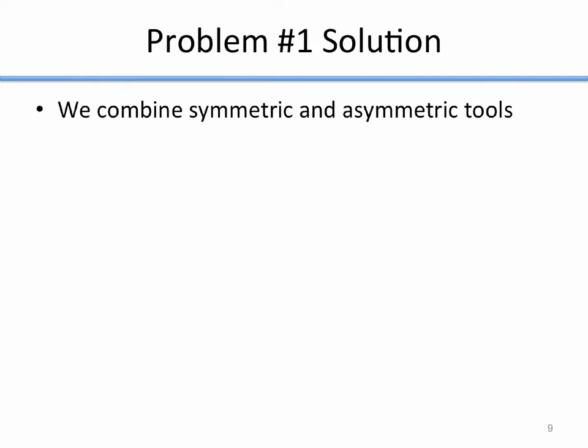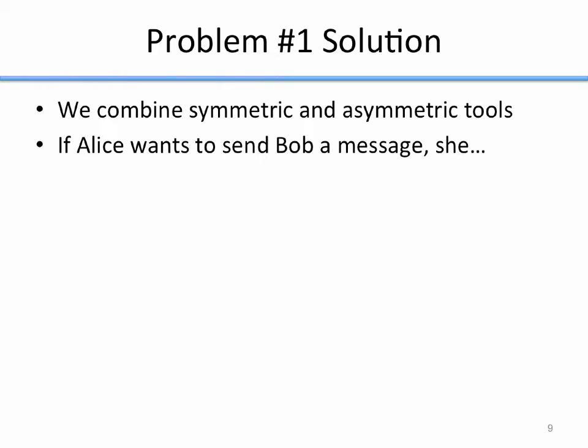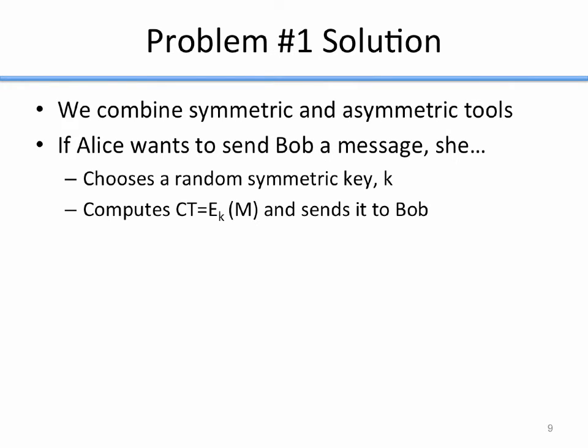Well, we can combine symmetric and asymmetric tools and use both of their strengths. Symmetric key crypto is fast, but we don't really have good ways to share keys. And asymmetric crypto is slow, but allows us this great way to send a message to a specific person. So what do we do? If Alice wants to send Bob a message and it's big, she chooses a random symmetric key, K. She computes the ciphertext where she does a symmetric encryption of that message. So maybe she uses AES or something like that. And she sends that ciphertext to Bob.